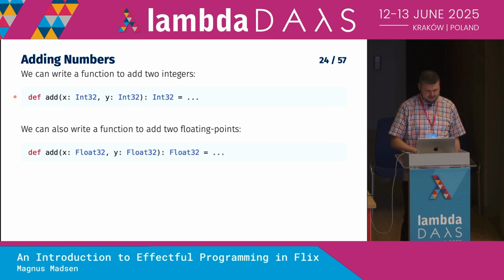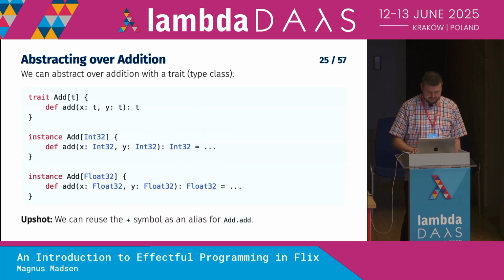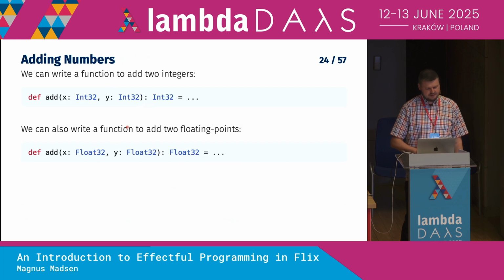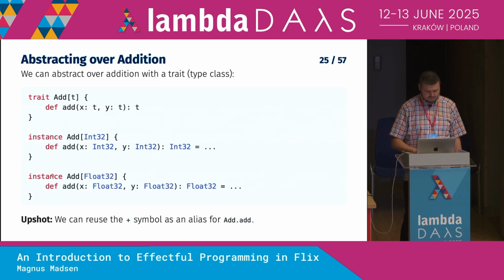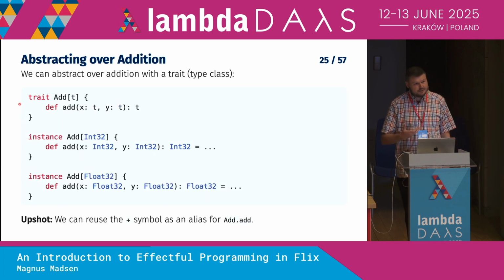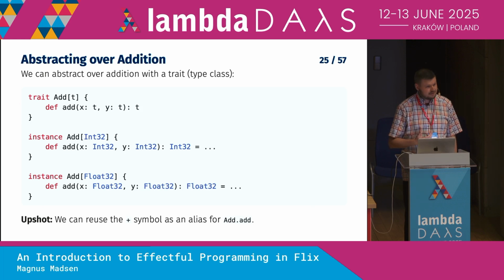Let's say that in Flix we can write two functions to add numbers. We can add integers, and we can also add floating point numbers. That makes sense. You have those two signatures. It would be nice if we could abstract over addition, right? Because adding integers and adding floats is the same, or a similar thing. And so we can use a type class. We call it trait in Flix, because Flix is a JVM language, so calling it class would be pretty confusing. So we call it trait, but it's a type class.